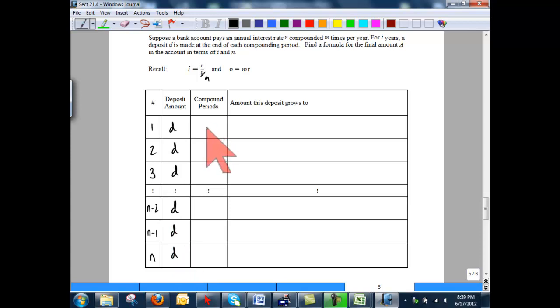And now, how many periods do these have to grow? Well, there are n periods total, and I deposit D at the end of the first period, so it doesn't get to compound over the first period, but it does over all of the remaining periods. If there are n total, and one of them doesn't get compounded, it's compounded over the remaining n minus 1. How about the next one? One fewer period, because it was deposited one period later, so n minus 2 and n minus 3 and so on.